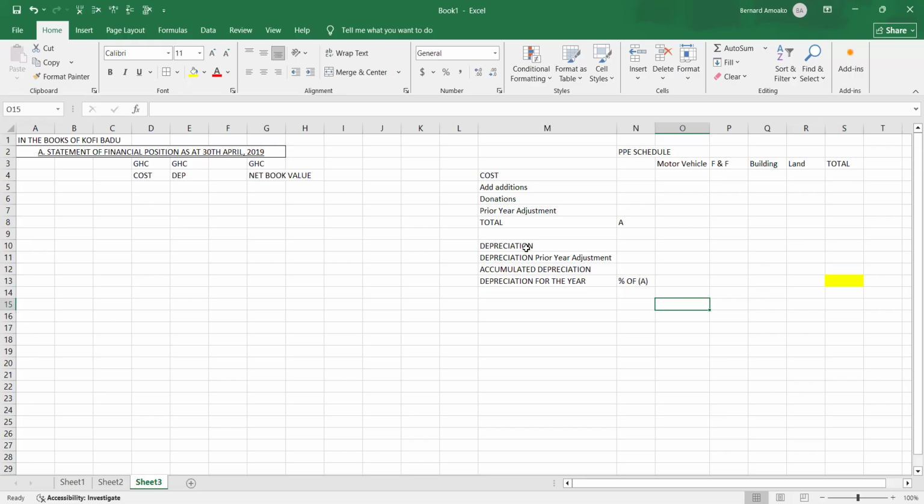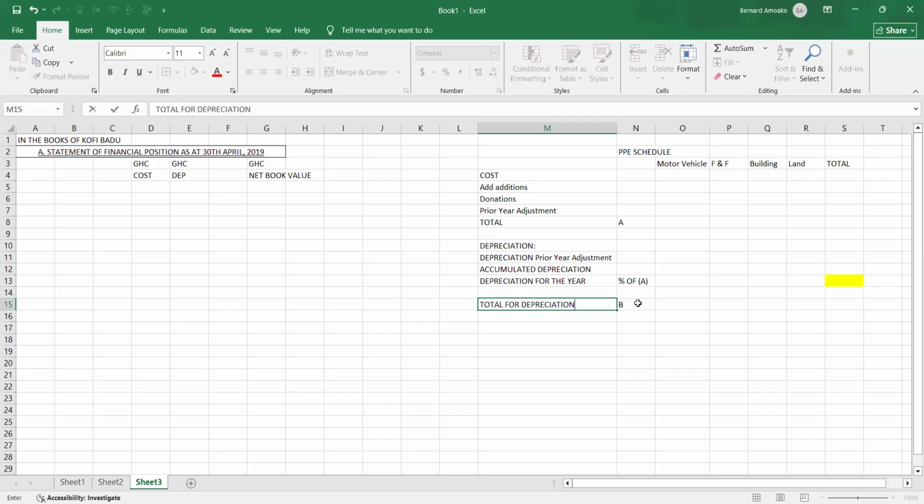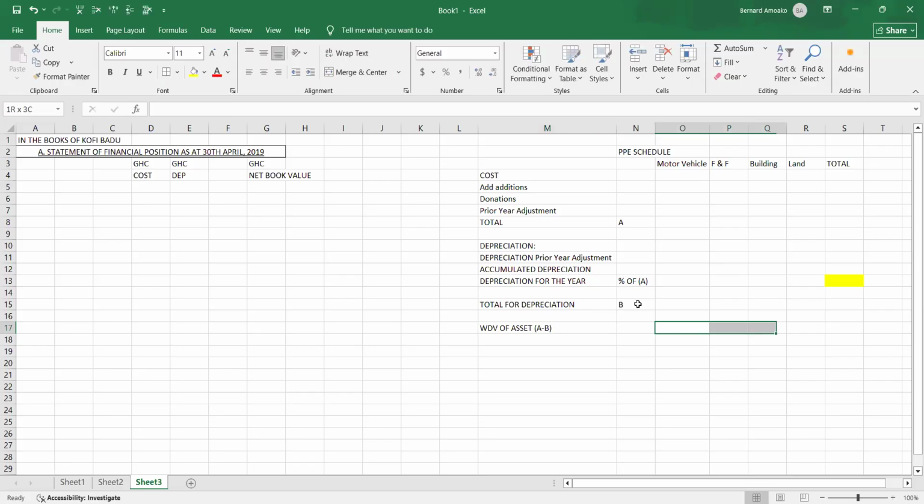And then we'll come and find the total for the depreciation. We'll add the prior year adjustment, we'll add accumulated depreciation, and we'll add this to it, and then we'll call it B. Now, when we call it B, that is also the total for the depreciation, the entire depreciation. Then we'll come and find the written down value of the assets. Now that is basically A minus B, the total cost of the asset minus the depreciation that you found. And that is what you send to the balance sheet.